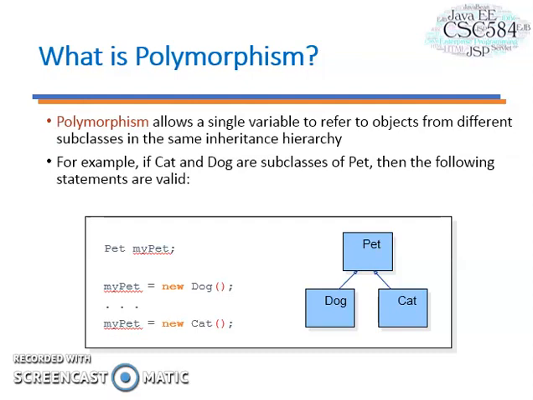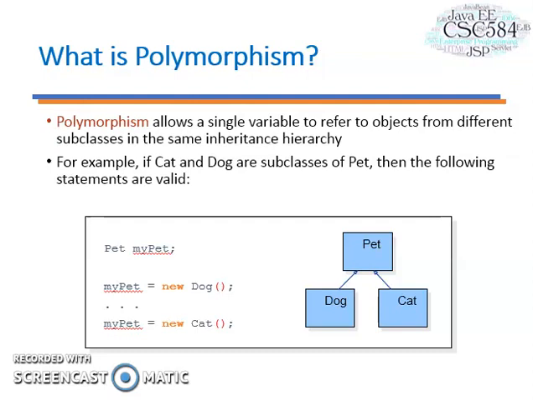The most common use of polymorphism in OOP occurs when a parent class reference is used to refer to a child class object. Any Java object that can pass more than one IS-A test is considered to be polymorphic. In Java, all objects are polymorphic since any object will pass the IS-A test for their own type and for the class Object.